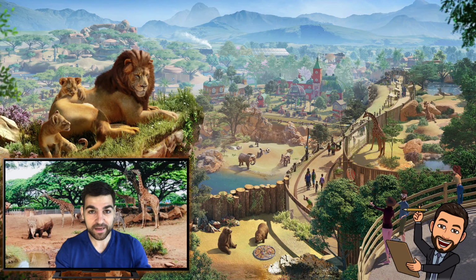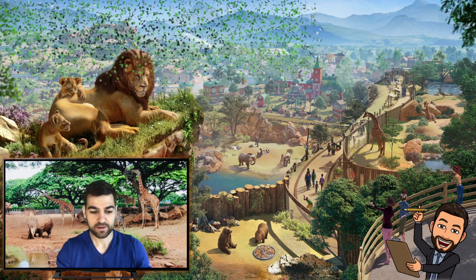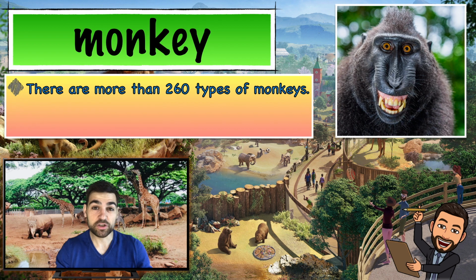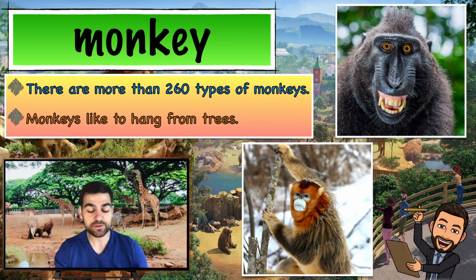Now, our second animal is the monkey. Now, did you know that there are more than 260 types of monkeys? So 260 different types of monkeys. That's amazing. And what do monkeys like to do? Monkeys like to hang from trees. So that's their favorite activity.